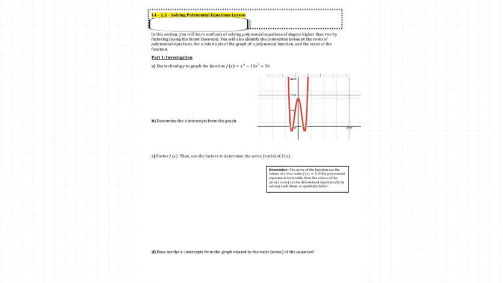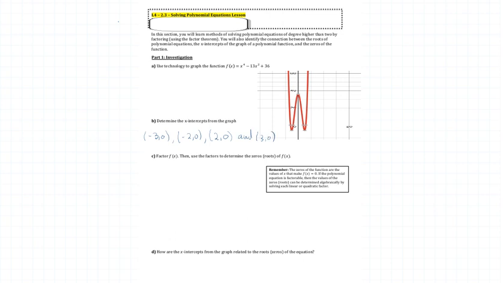And then we said that the x-intercepts are -3, -2, 2, and 3.